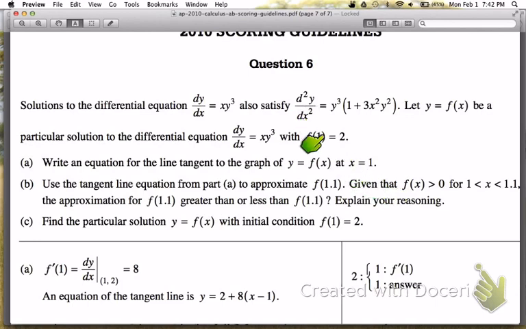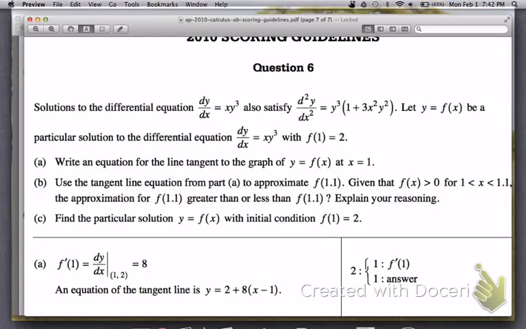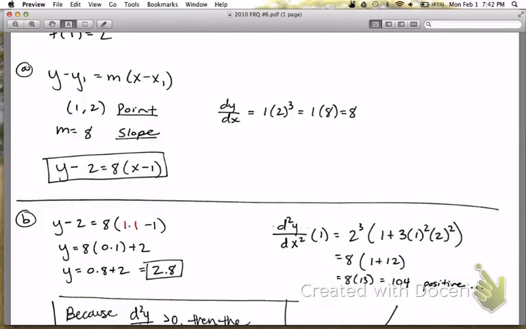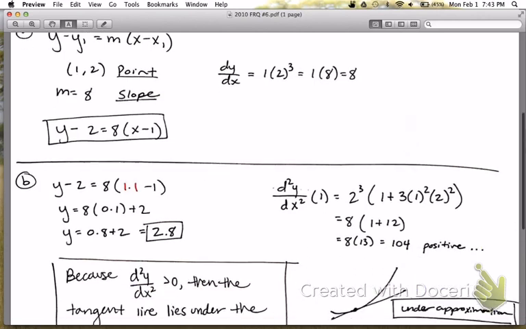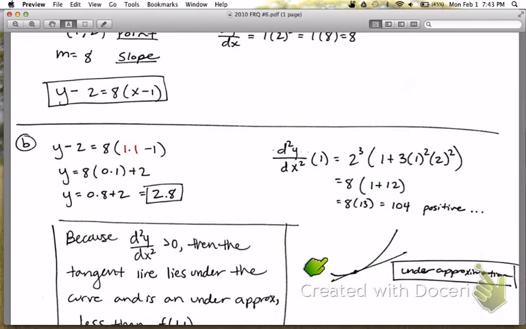Now, I wanted to verify that they actually did mean f double prime of x here. So I actually plugged in this point 1, 2 into the second derivative to figure out if it was positive or negative. When I plugged in 1, 2, I got 104, which is positive. So remember that a positive second derivative indicates that the graph is concave up at that point. So I drew a little concave up graph right here. And then I drew a tangent line. So we'll pretend that's the tangent line at 1. And so you'll notice that at 1.1, the tangent line is underneath the curve. So because it's underneath the curve, it's an under approximation.